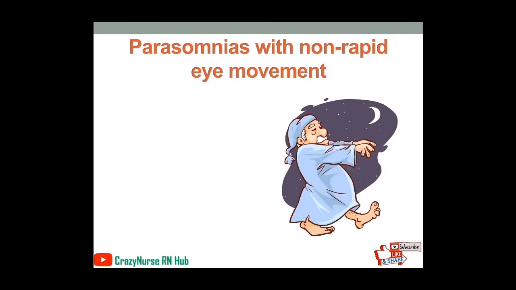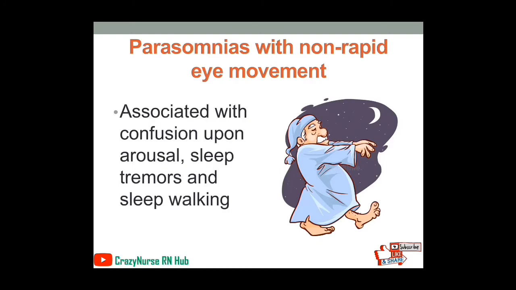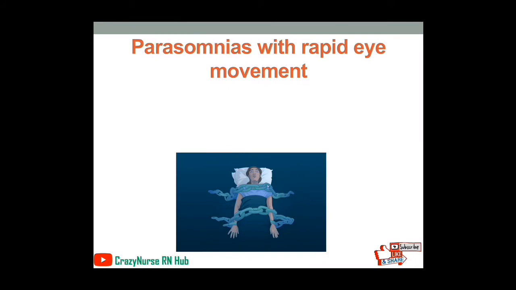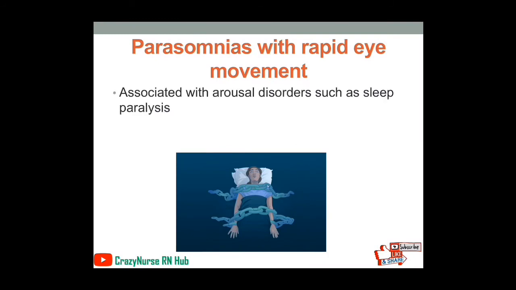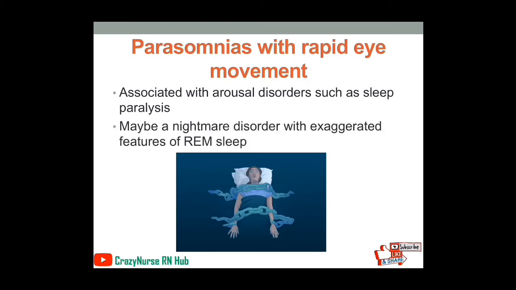Let's discuss parasomnias with non-rapid eye movement. It is associated with confusion upon arousal, sleep tremors, and sleepwalking. Next, parasomnias with rapid eye movement. It is associated with arousal disorders such as sleep paralysis, and it may be a nightmare disorder with exaggerated features of REM.